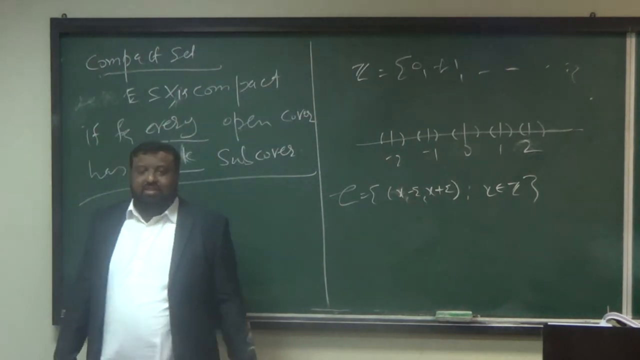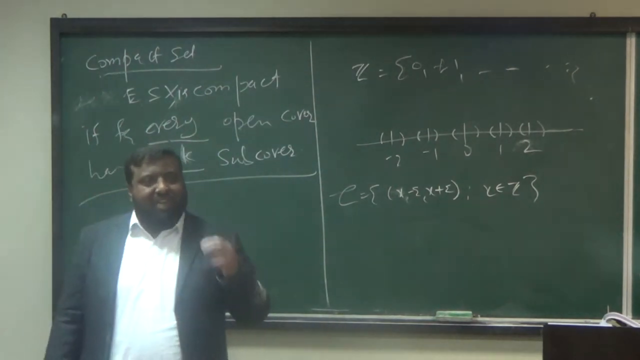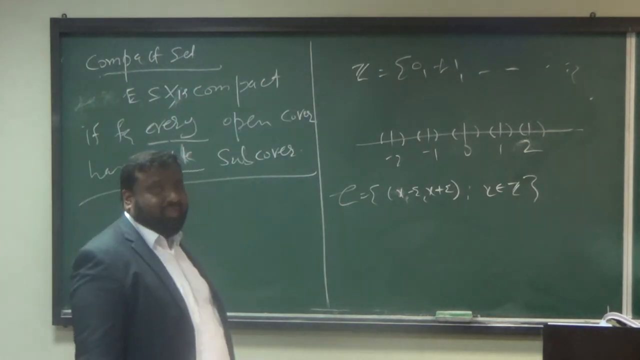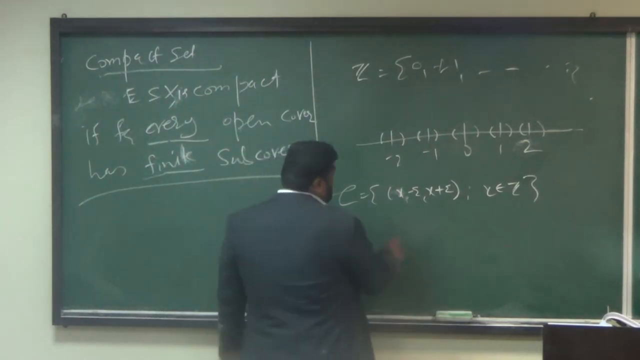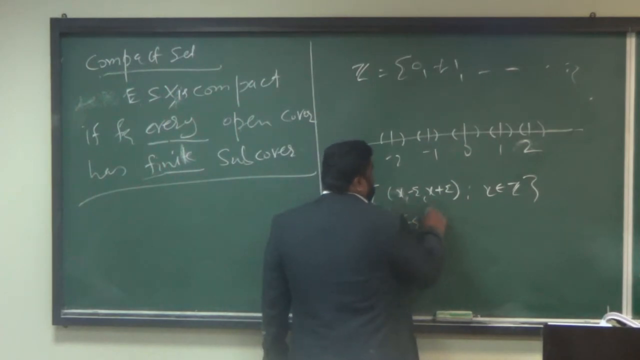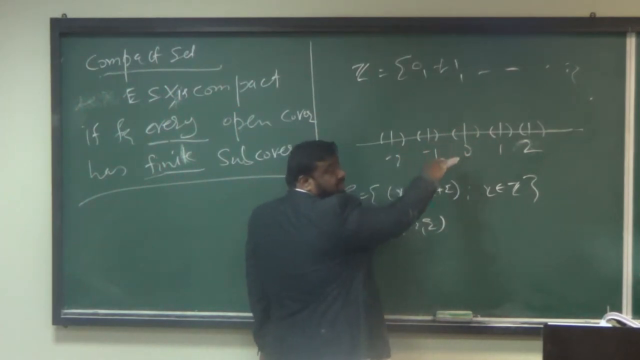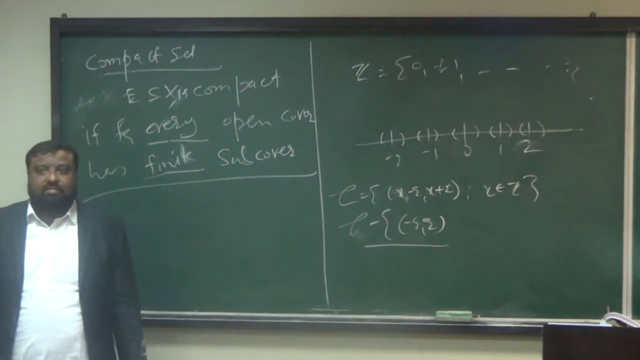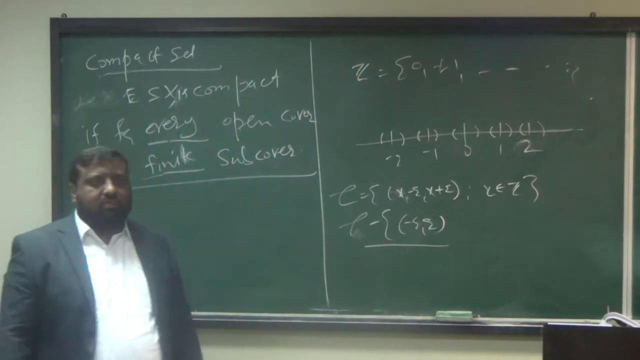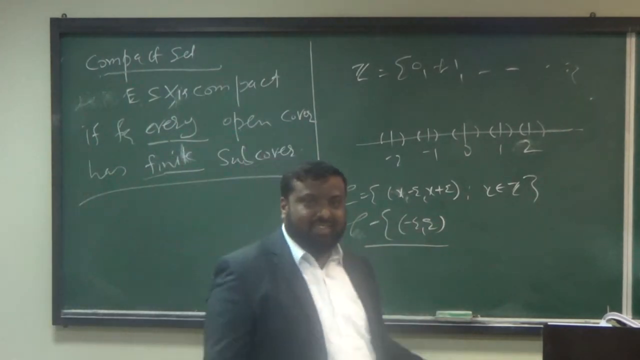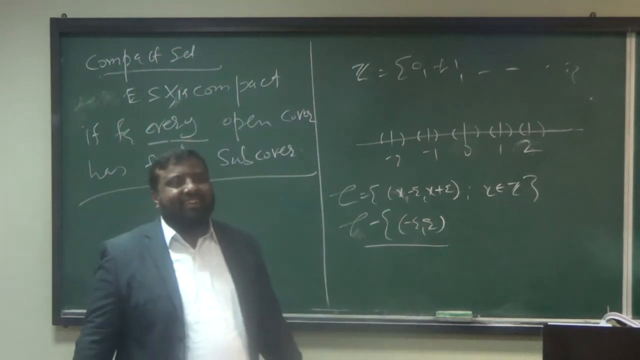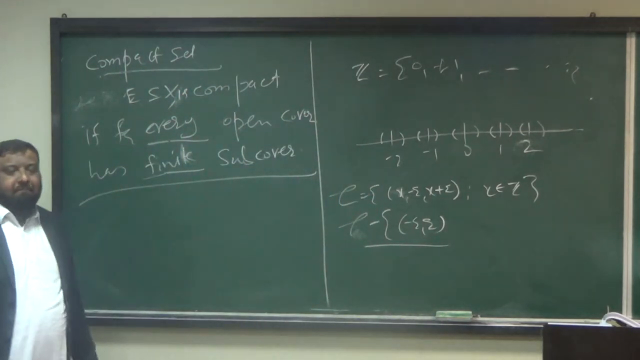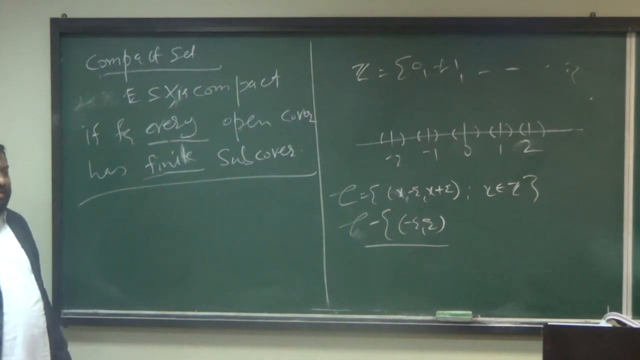But just think about it. If we just miss one element out of it, let's imagine I just throw away minus epsilon to epsilon. In other words, I just throw away this interval out of it. Just one. Can this be a cover of the Z? No, sir. This can't be a cover. No, forget about finiteness. Can this be a cover? This can't be a cover.